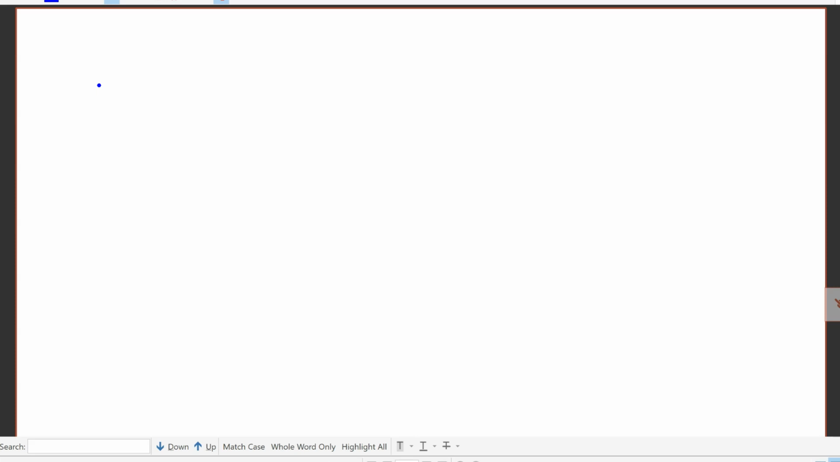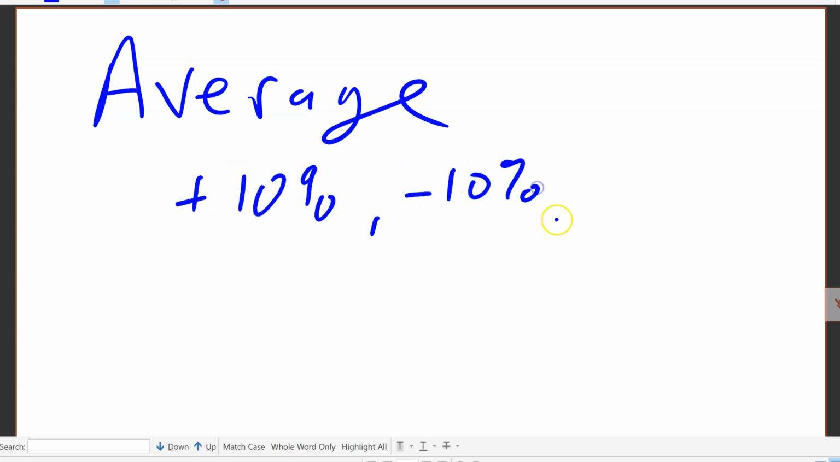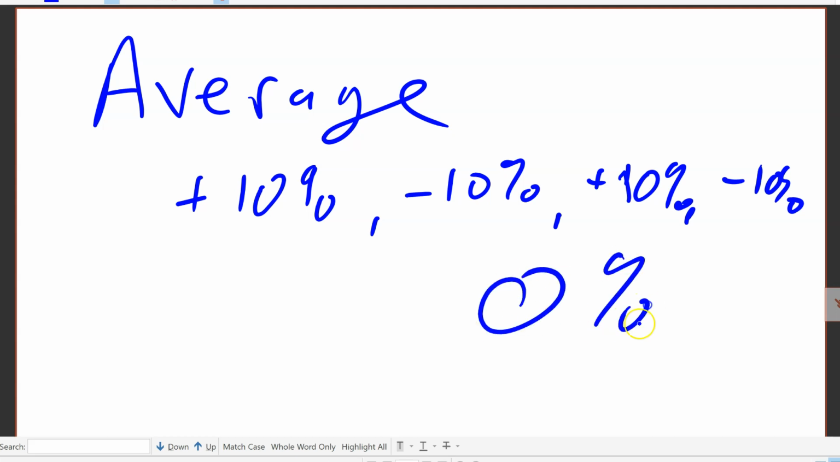The first one is your average. So this is just your basic arithmetic, right? You take a bunch of numbers, you add them together, and you divide by the total amount of numbers. So if you have, let's say, different returns, you have a positive 10%, then you have a negative 10%, a positive 10%, and then a negative 10%. What's your average? Well, you have 10 minus 10 plus 10 minus 10 divided by 4. That's a 0% average, right? That's your average, 0% average.